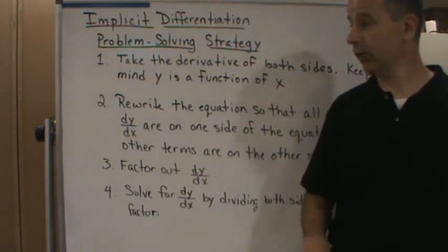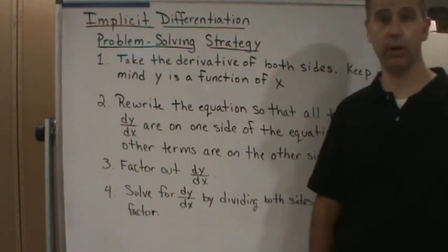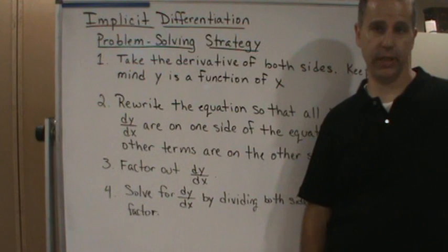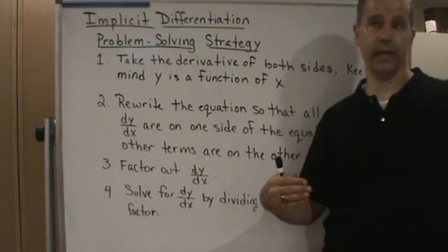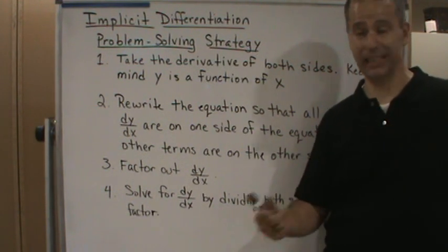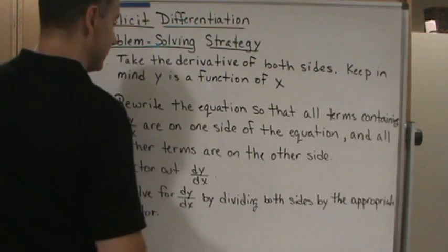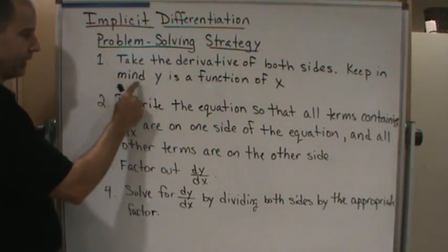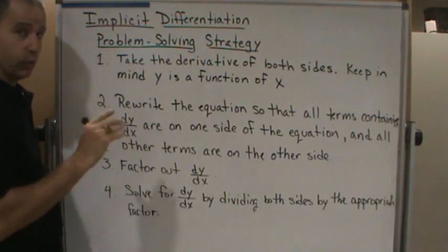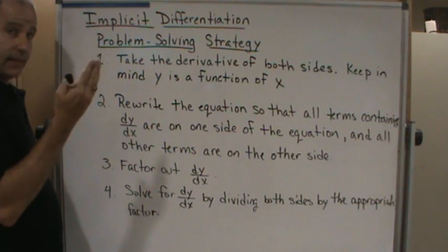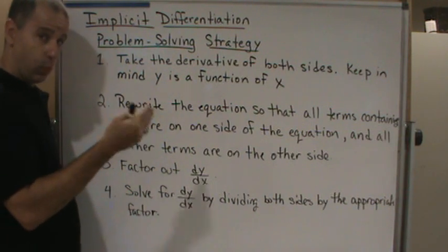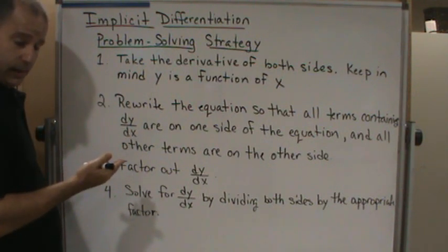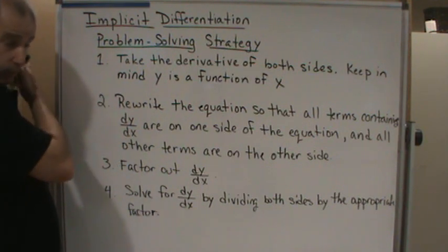Okay, so welcome back, and now here are the 4 steps for problem solving when you want to implicitly differentiate a function, or to take the derivative of a function that is defined implicitly. So the first thing you're going to do is take the derivative of both sides of the equation, and keep in mind that y is a function of x, which means that when you take this derivative, you're going to end up with a dy dx, because in a lot of cases you're going to end up using the chain rule.